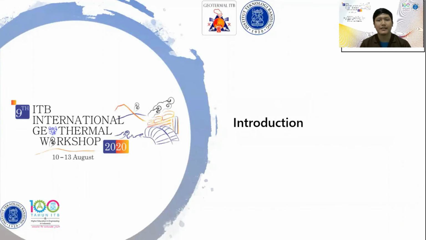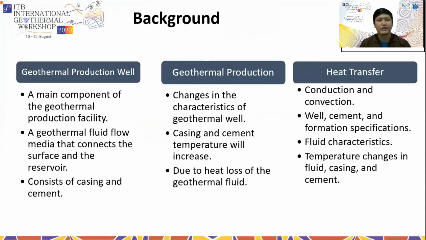First, we will start with the introduction. As we know, a geothermal production well is a main component of the geothermal production facility and also a geothermal fluid flow media that connects the surface and the reservoir. A geothermal well is similar to an oil and gas well that consists of casing and cement. During the geothermal production, the characteristics of the geothermal well will change, such as casing and cement temperature will increase. That is due to heat loss of the geothermal fluid.